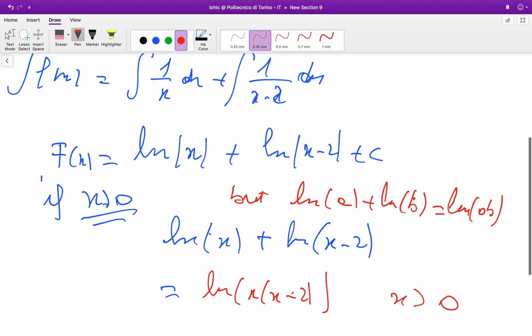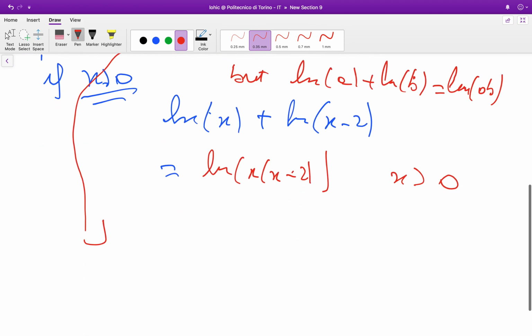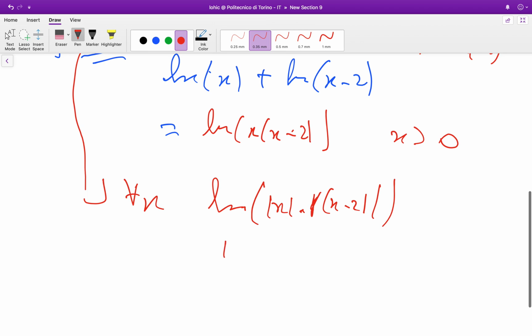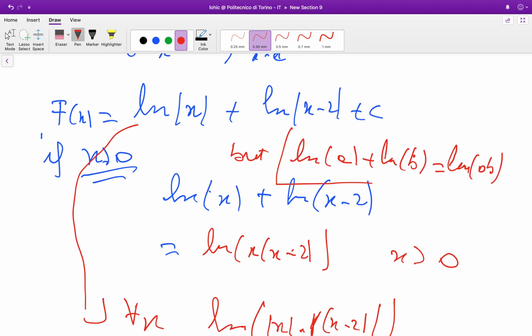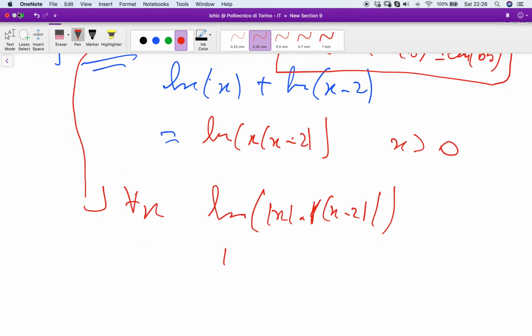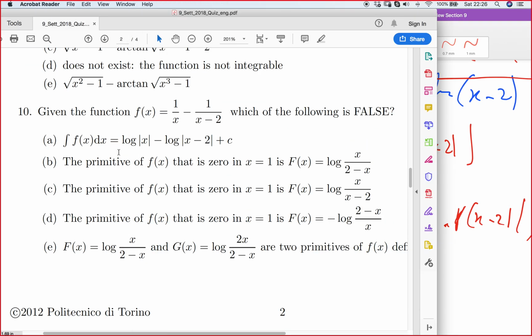But if you want to write it in general, you should use the absolute value. So if you want to write it for all x, you should say that it's the logarithm of the absolute value of x times the absolute value of x minus 2, right? In general, we are using this formula of the logarithm: the log of a plus the log of b is the log of a times b. So let's go and see among the answers, searching for the one that is false.